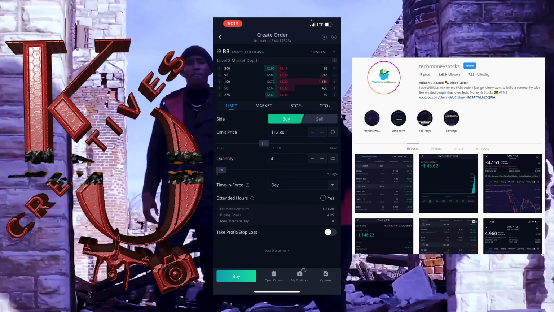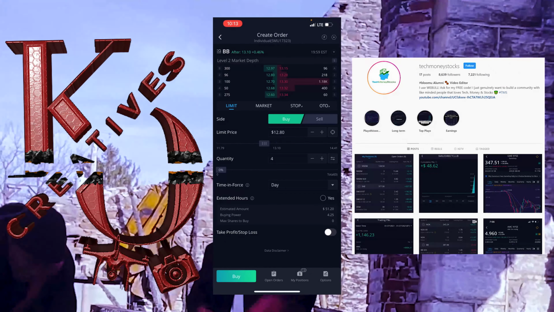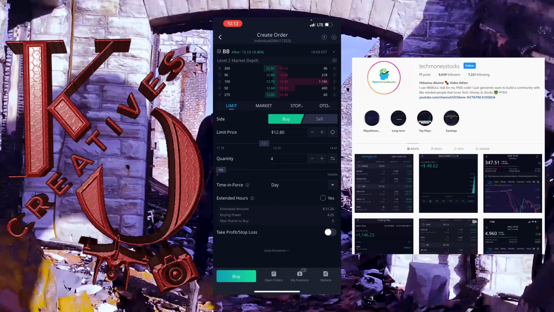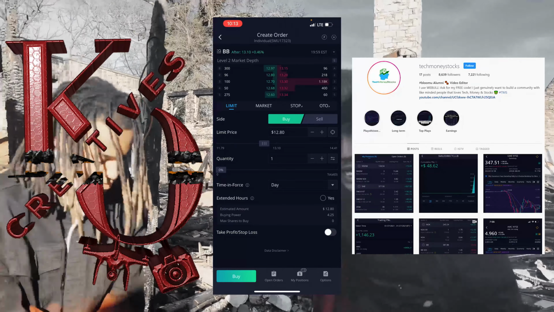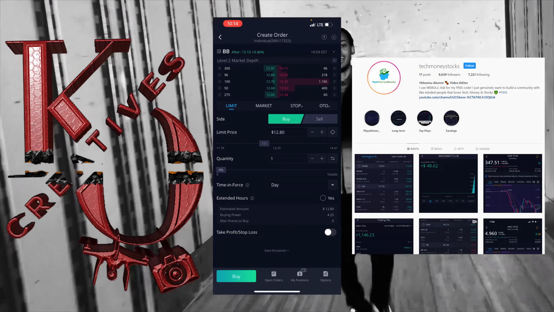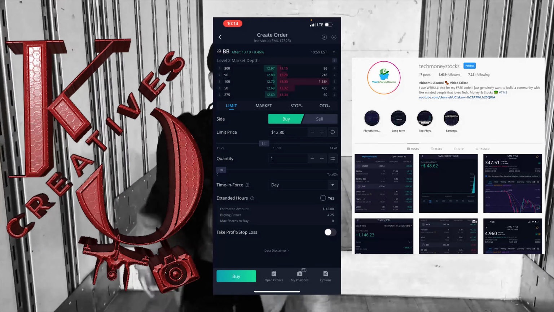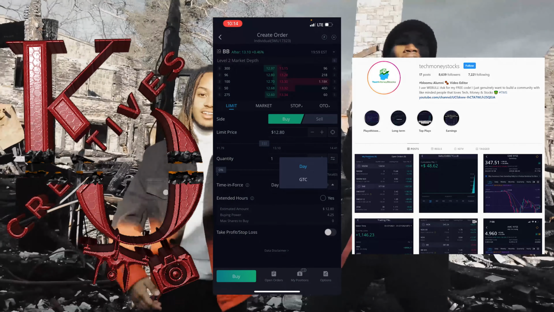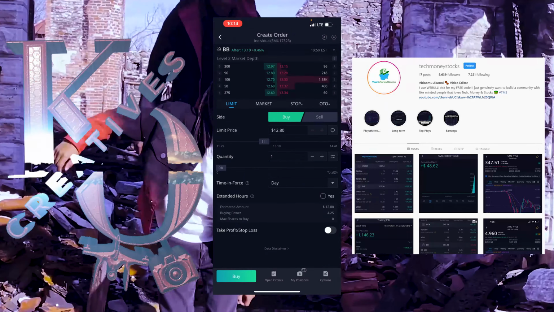Your buying power, see mine says $4.25 right now. I don't have no buying power, so I can't buy any. But anyway, we're going to go, let's say 1, and then my limit price will be $12.80. You're going to hit day because this is in the day. I actually don't know what these two mean. I need to look that up myself. I don't ever use it. I just keep it on day.